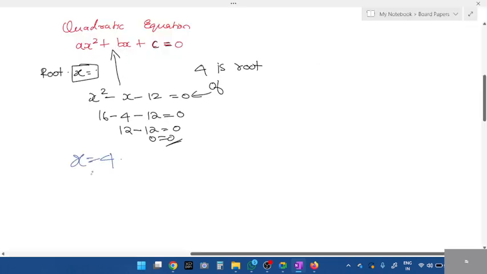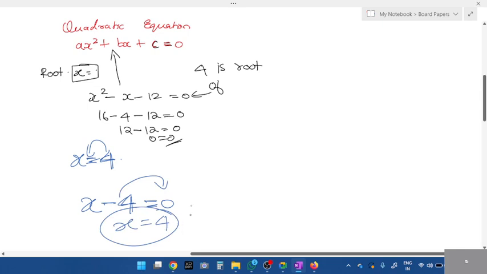Sometimes they won't give it like this. They'll give it in a different way. We studied this in the factorization chapter. They'll give x - 4 = 0, one equation, and tell you to find whether this is a root or not. When x goes to the other side, it becomes positive. Then you substitute to get the answer. Next, the same equation, x² - x - 12 = 0.